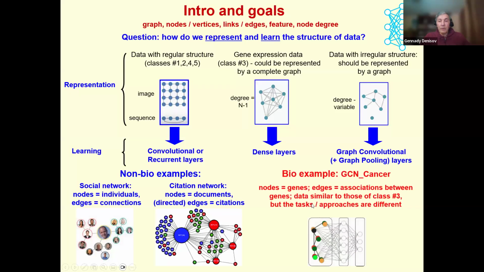The biological example to be discussed in this class is named GCN cancer, graph convolutional network cancer. In this example, nodes will be individual genes. Edges will represent some kind of association between the genes. And the data are similar to the data we discussed in class number 3. But the questions we ask about the data, or the tasks that we attempt to address, are different. And so accordingly, the approaches used in this class also would be different.